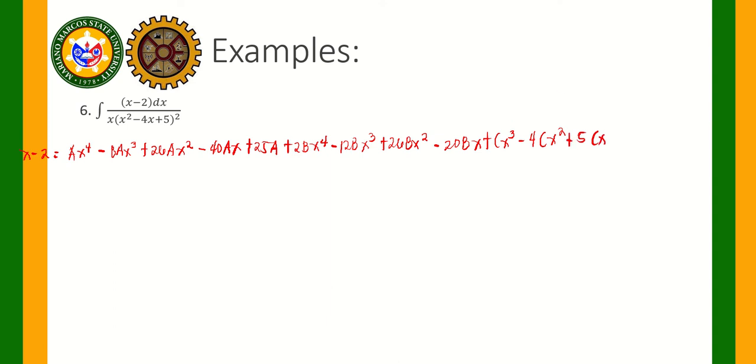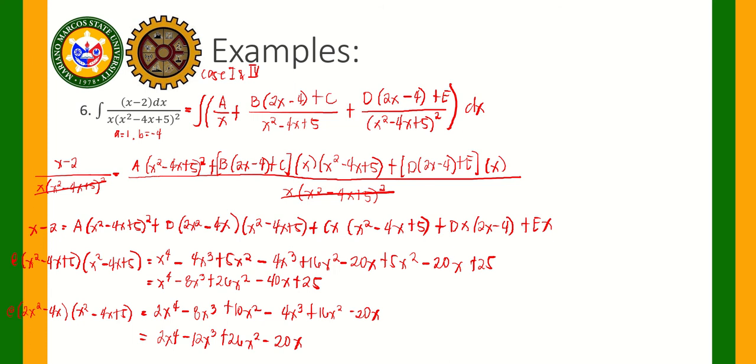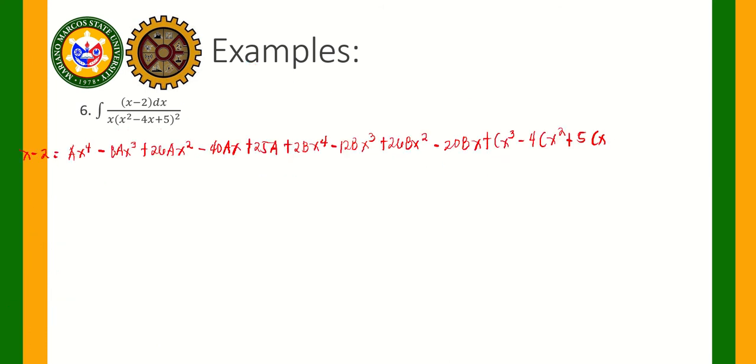And then, ito, si dx times 2x, okay, so multiply din natin yan. That will be equal to positive 2dx squared and then minus 4dx. And finally, cex. Okay, and then plus ex. Now, we combine like terms and then we do yung symmetry natin.